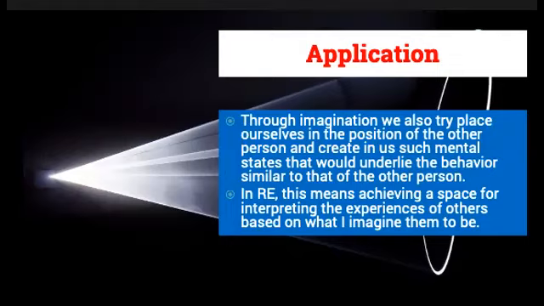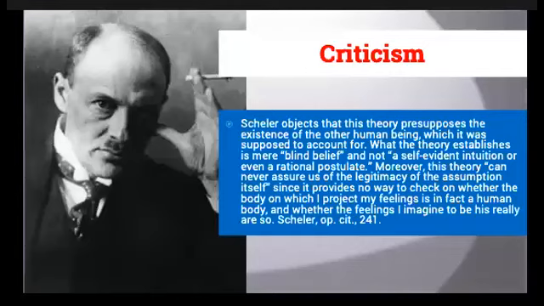However, is this position also problematic? Max Scheler objects that this theory presupposes the existence of the other human being, which it was supposed to account for. What the theory establishes is mere blind belief and not a self-evident intuition or even a rational postulate. Moreover, this theory can never assure us of the legitimacy of the assumption itself, since it provides no way to check on whether the body on which I project my feelings is in fact a human body and whether the feelings I imagine to be his really are so.